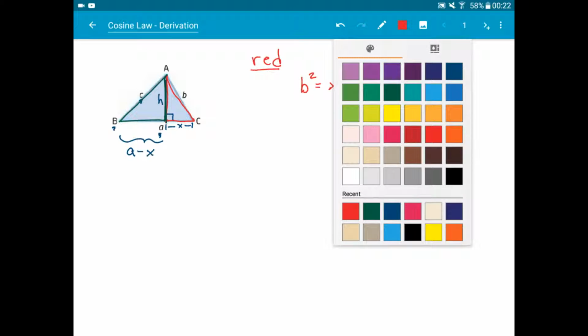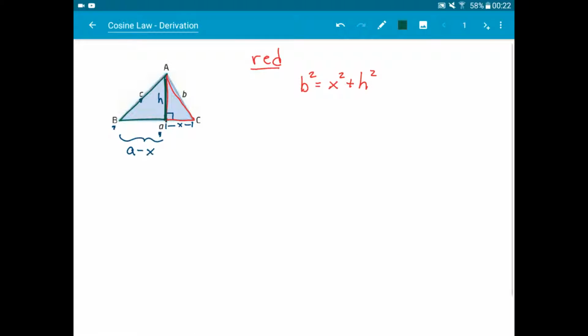Okay, let's go over to the green triangle, because that one has the angle that we want to talk about as well. So our green triangle, let's write out the Pythagorean theorem for that as well. We've got c squared is equal to (a minus x) all squared, plus h squared.